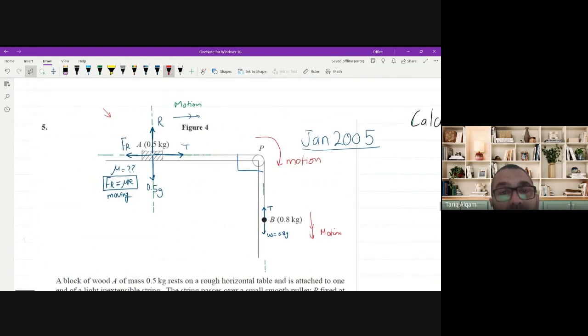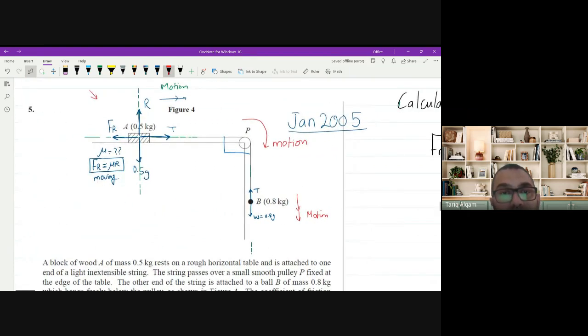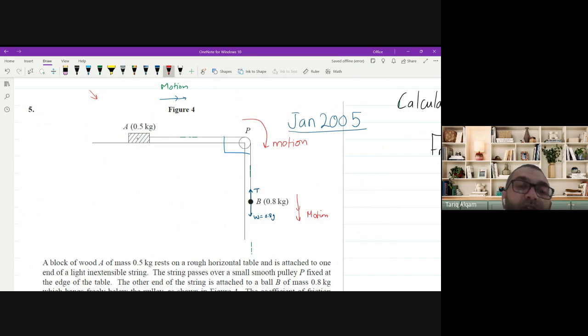Let me show you another question. Here, system of two particles. Let me show you how to add forces, draw the free body diagram first, then we will solve the question.